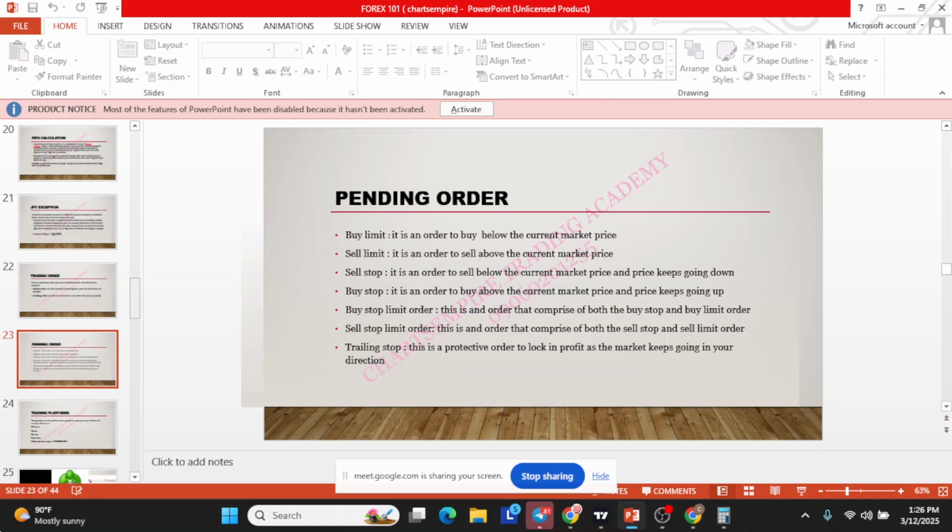That means you have bought that gadget at a price that is higher than the current market price. So you are buying at a more expensive price not to miss out, because the price may still continue to go higher. You just have to buy it because it's a gadget that you need. That is buy stop. It is an order to buy above the current market price. So now let me explain that to you on the chart so that you understand that very well.